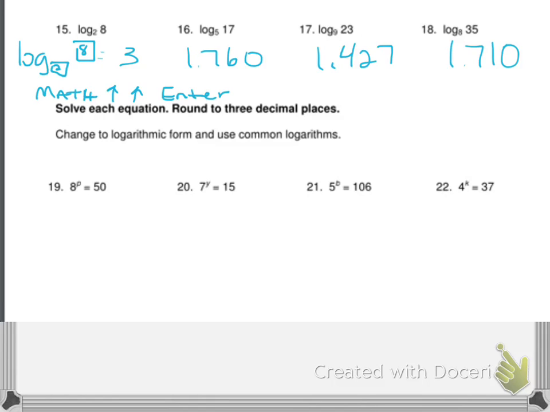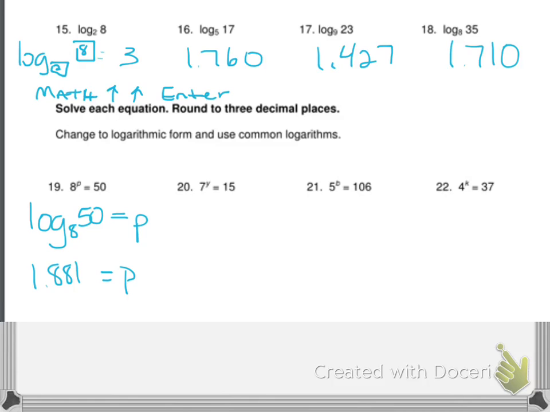Okay, so now the next few problems are the entire reason we do this. It's to solve an equation where we don't know what the exponent is, but it's not a whole number. So for number 19, I want to know 8 to the what power is 50. I can get close. I can say that 8 squared is 64, so it has to be less than 2. But otherwise, I would not know how to do this. So if I change it to log form, log base 8 of 50 equals P. Now I use my log base button, log base 8 of 50, and you get 1.881.